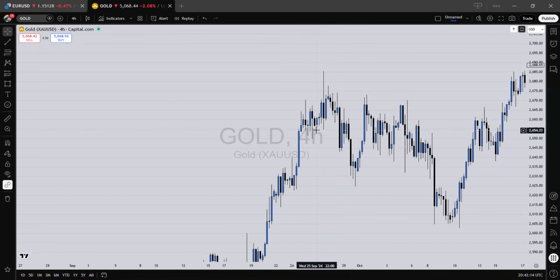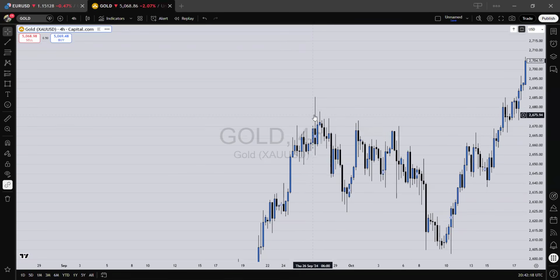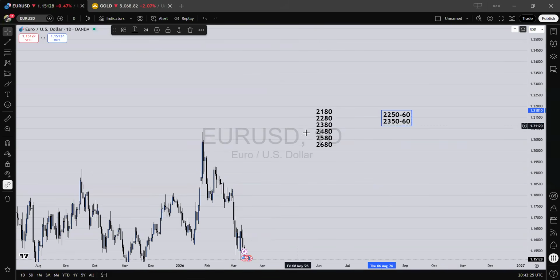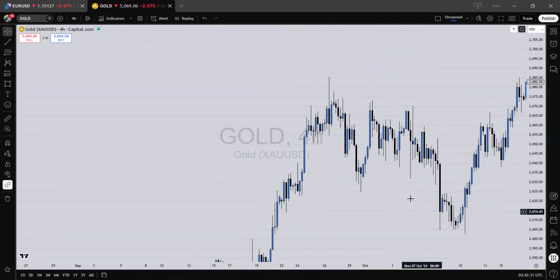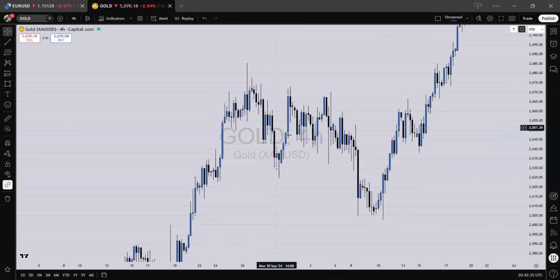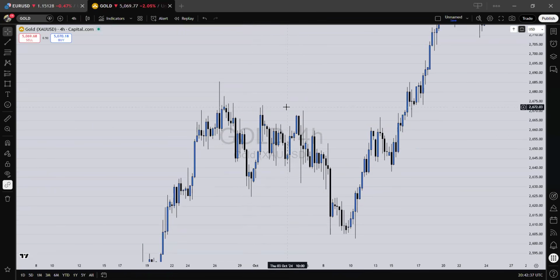Now look at this. Even as price was going up, where did we get to here? 2680 zone. Then this retracement happened. So these zones, I was already used to this kind of zones. That is why I can just easily say it.